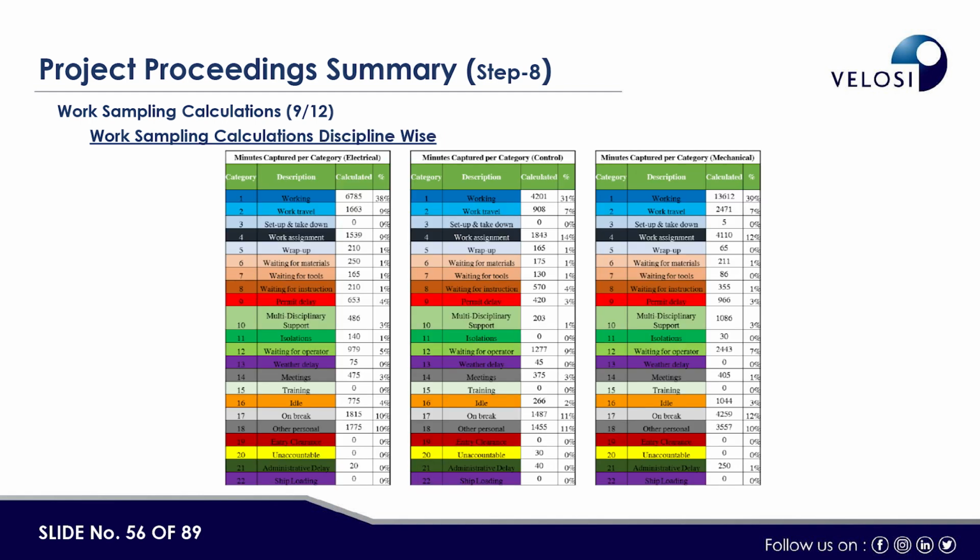Next, work sampling calculation discipline-wise. The percentage on working for electrical is 38%, instrumentation and control is 31%, and mechanical is 39%. So one indication is coming: the efficiency of instrumentation and control is lesser. But most of the assets in any facility are instrumentation and control, the transmitters, control valves and other items, which are more than 50% of the total assets. And their efficiency is the lowest, 31% versus 39%, the highest, on the mechanical side.